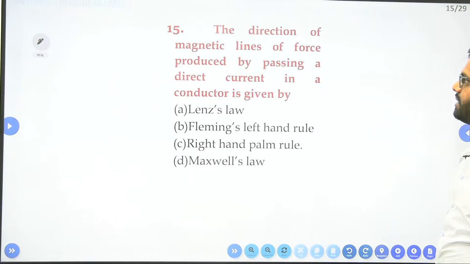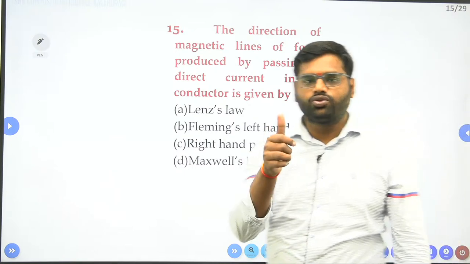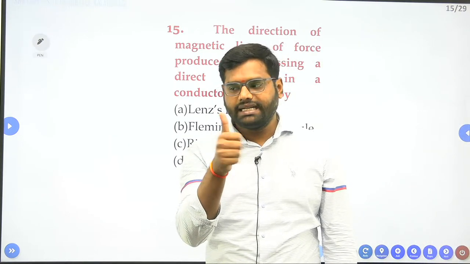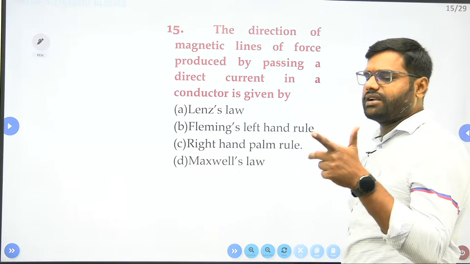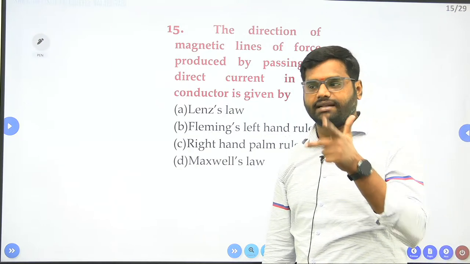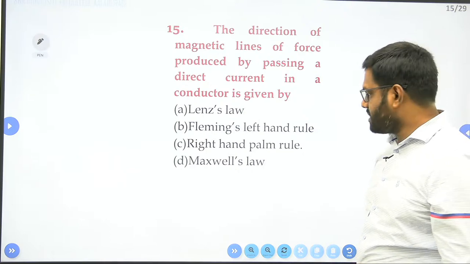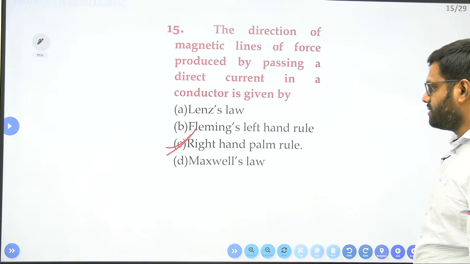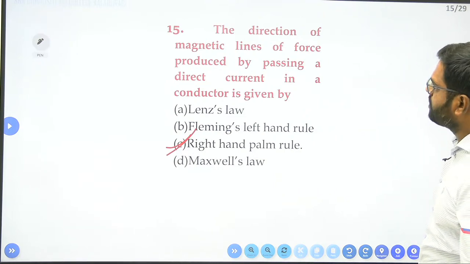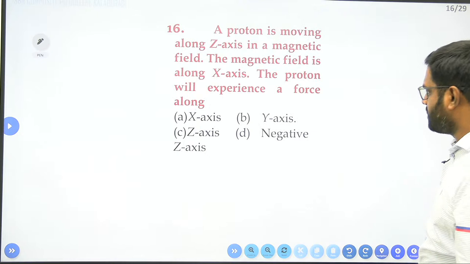The next question. The direction of magnetic field, the magnetic lines of force produced by a passing direct current in a conductor, is given by the right hand thumb rule. It's not Lenz's law, and it is not Fleming's left hand rule. Fleming's left hand rule gives the direction of magnetic force acting on a current carrying conductor. Maxwell's law we are not using here. So it is the right hand thumb rule. The right hand palm rule also gives the direction of the magnetic field.